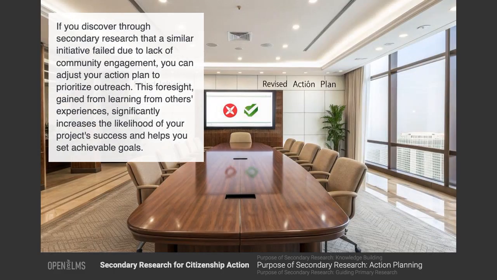If you discover through secondary research that a similar initiative failed due to lack of community engagement, you can adjust your action plan to prioritize outreach. This foresight, gained from learning from others' experiences, significantly increases the likelihood of your project's success and helps you set achievable goals.